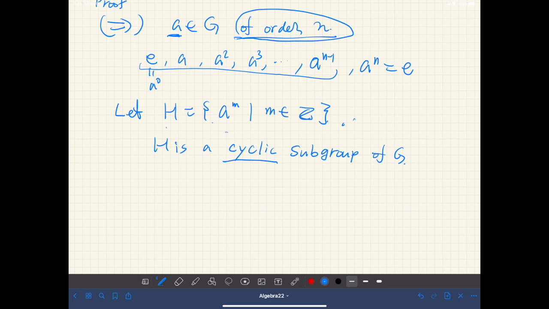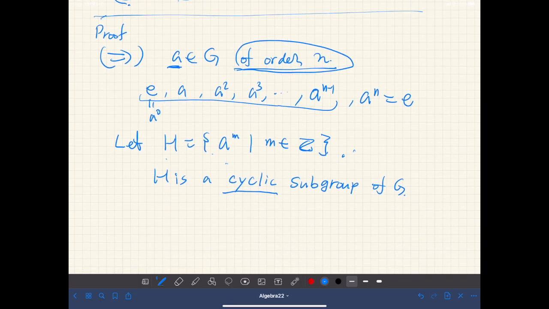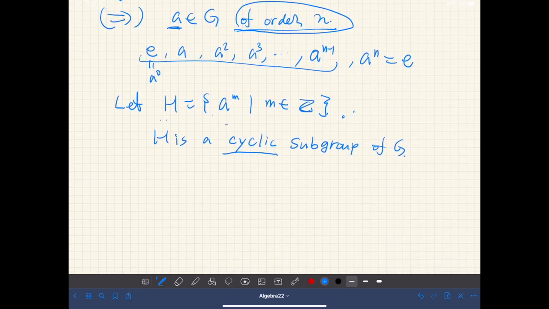The next thing we need to show is that it is a subgroup of order n. So that means the number of elements of this H is actually n. So that's what we are going to show. Okay.